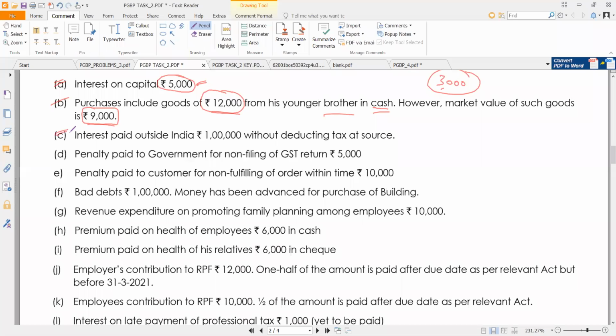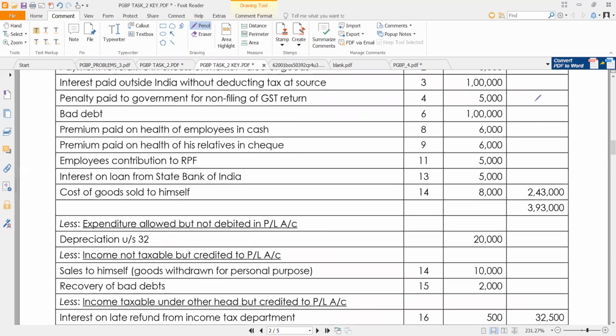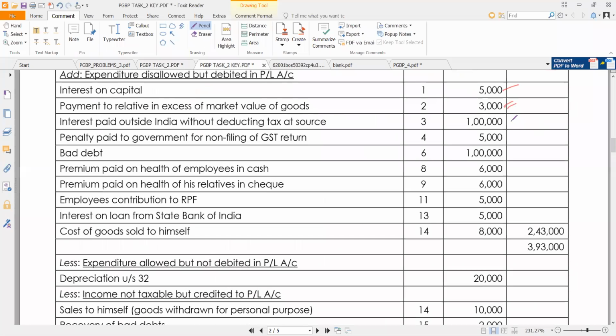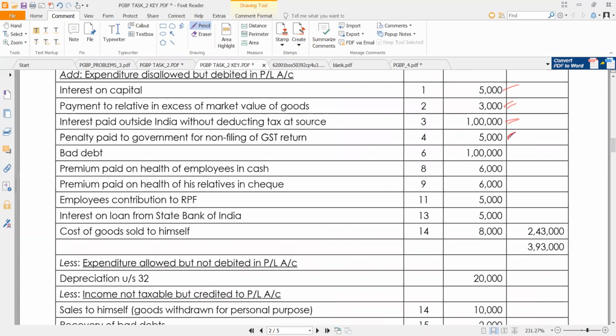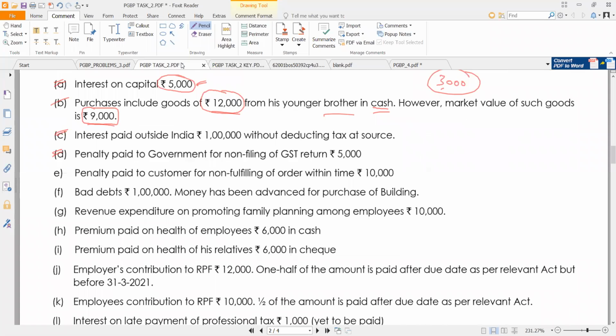Anyway, interest paid outside India 1 lakh without deducting TDS, absolutely disallowed, completely disallowed. So 1 lakh is added back. 40(a) applicable there. Penalty paid to government for non-filing of GST return. Penalty in contravention of law. In contravention of law, any expenditure is incurred, 5,000 rupees, that is disallowed.